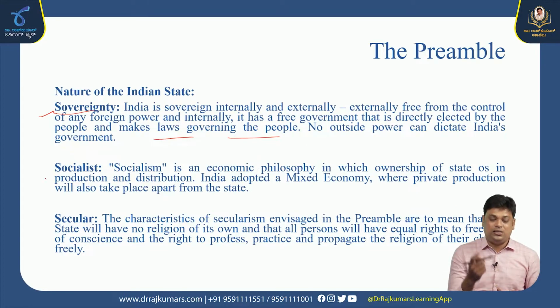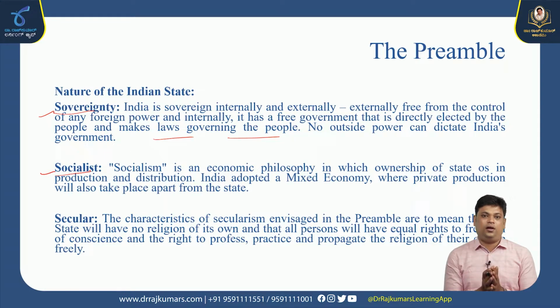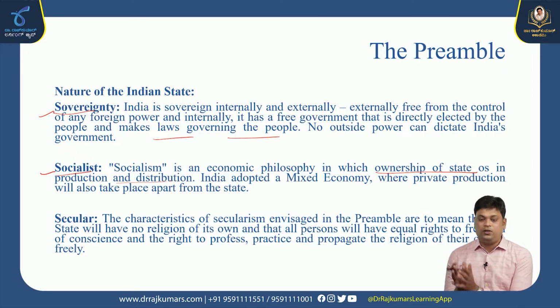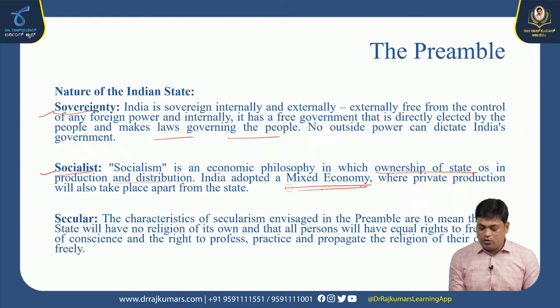Okay, next terminology, which is known as socialist. Socialism is the economic policy in which the state owns production and distribution. That is called a socialist economy. Capitalist economy means the ownership of all industries and the economy comes under private control. Socialist means ownership by the state of the means of production. But India adopted the mixed economy model.